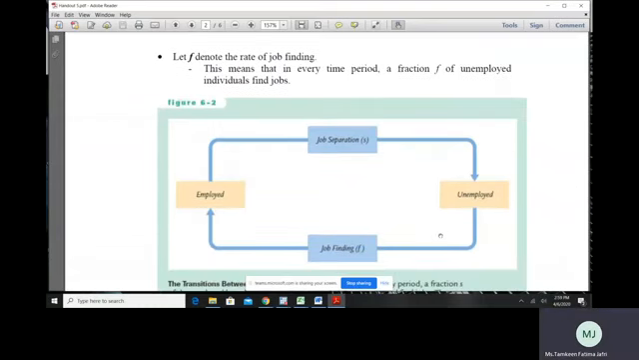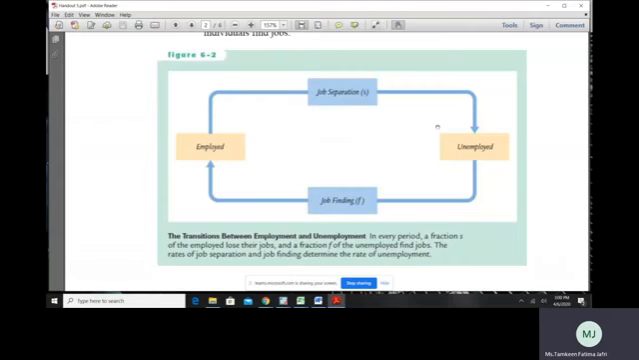You can better understand what's going on in the labor market with the help of figure 6.2 here. You see that there are employed individuals in the economy, and then there is a pool of unemployed people. At any given point in time, the labor force is in constant flux, in constant movement. There will be some people who were previously employed who now get separated from their jobs and enter the pool of the unemployed. And at the same time, there'll be a fraction of people who were previously unemployed, but they get lucky and find jobs, hence entering the pool of employed individuals.